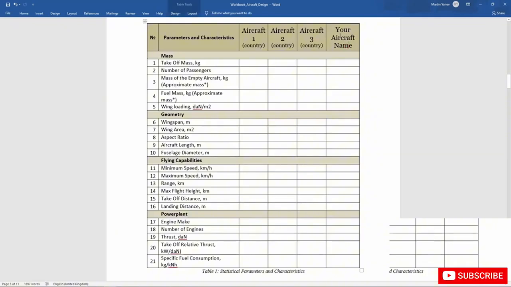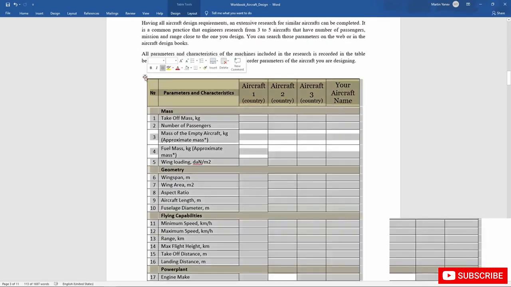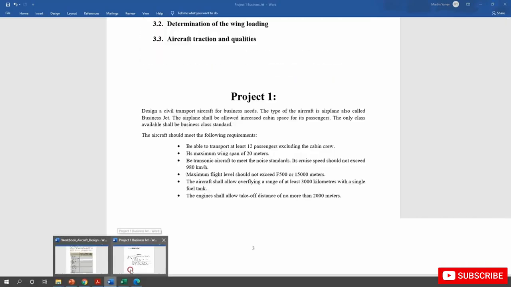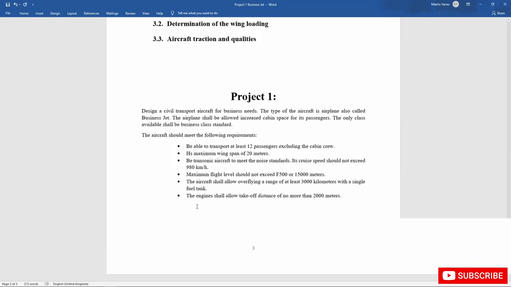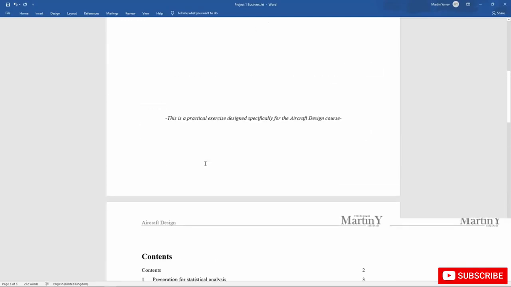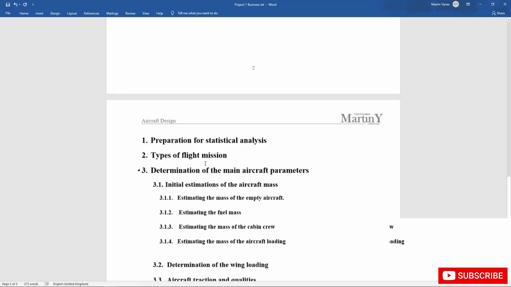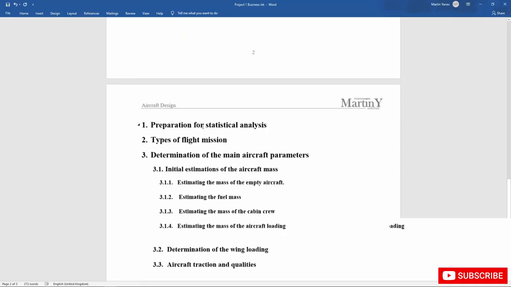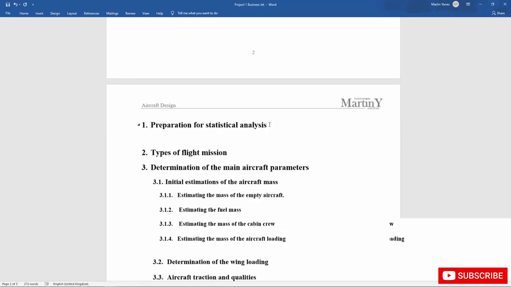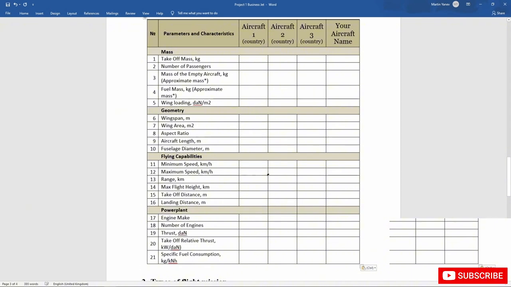Also here you can include the name of your aircraft, and actually I'm going to give a name to our aircraft. So I will take this table and copy it with Ctrl+C, and I will go to our project 1. So this is the project file, and here we're going to start preparing the statistical analysis. So I will paste the table and we're going to start to fill our table now.